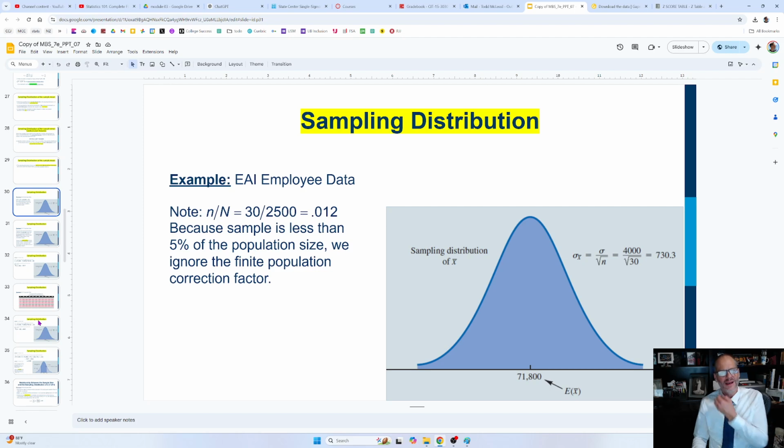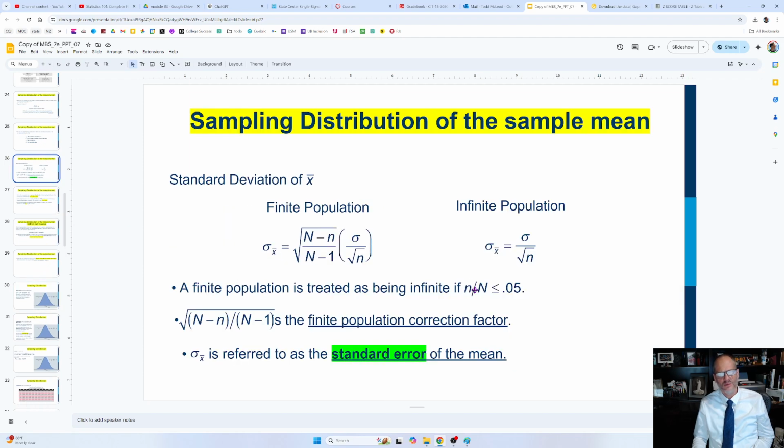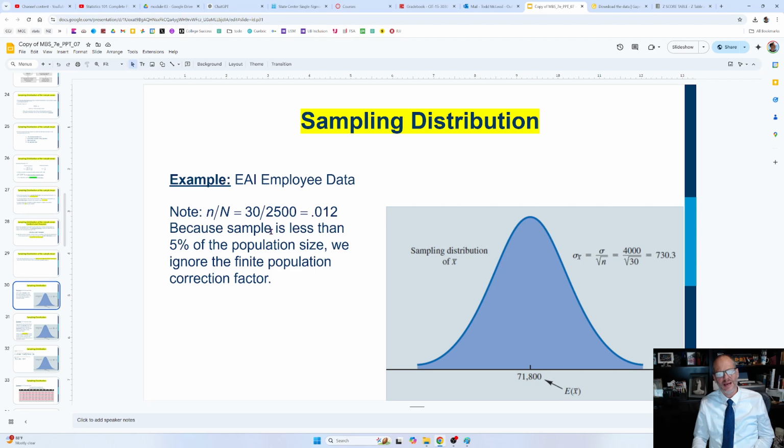Here we have an example. Note the sample size out of the population: we have 30 out of 2,500, so that's 0.012. Because that's 0.012, which is less than 0.05, we can use the infinite population and not worry about the finite population correction factor. Because the sample size is less than 5% of the population size, we ignore the finite population correction factor.